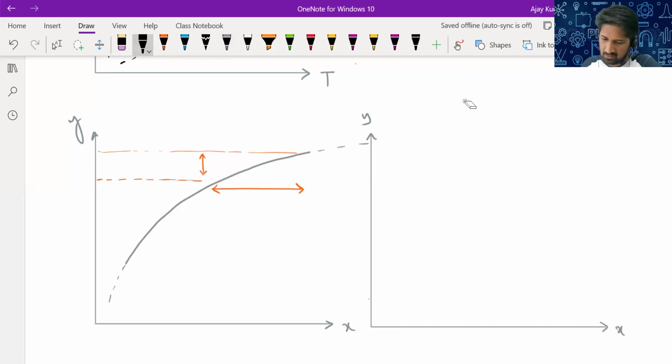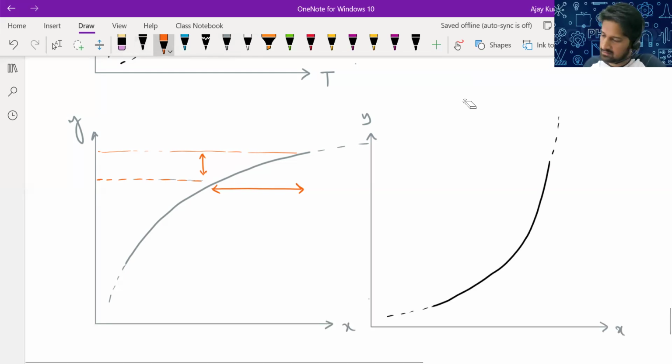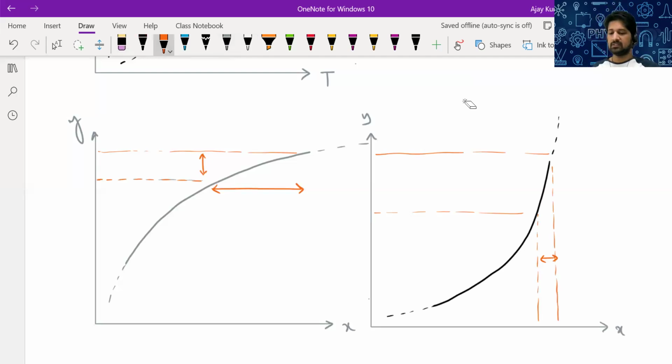Let's say the graph is concave upwards, like this. What does this graph say? This says that as you go to higher and higher values, for a small change in X, there will be a large change in Y. Okay, that's the difference between these two graphs.